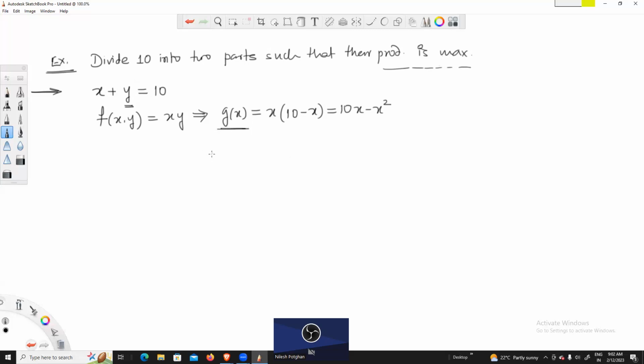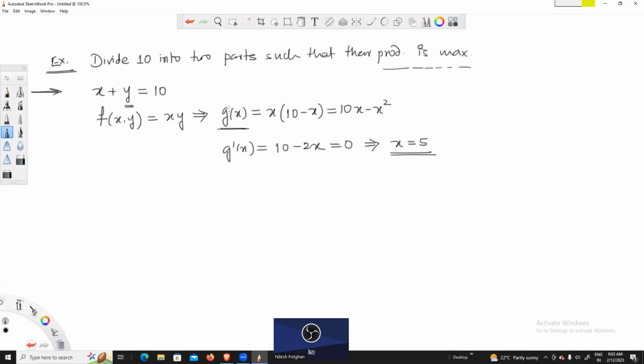So how to maximize this product? I know g dash of x. Find the g dash of x, this is 10 minus 2x. This has to be 0. If you find the x value, x is equal to 5. So x equal to 5 basically extremizes this product g of x.